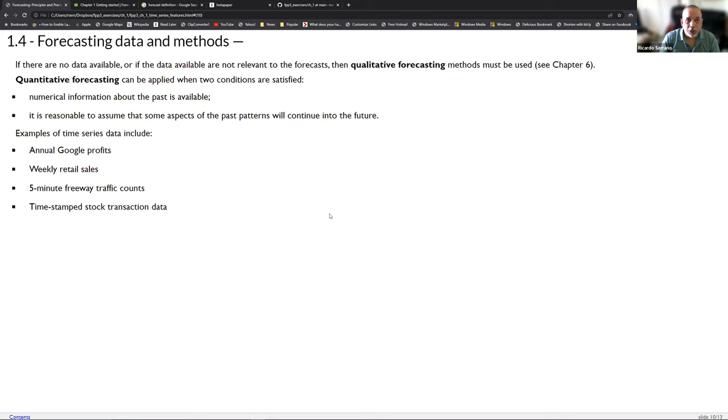All right. So in this section, the author talks about forecasting data and forecasting methods. And it throws in what is called qualitative forecasting. I already mentioned it. This can be covered in chapter 6; in the first cohort that I participated in, we skipped this chapter, okay? But qualitative forecasting is used depending on the availability of your data. For example, maybe there's no data available, like for a new product, or the data is not really relevant to the forecast that we're doing. Then we have to move to those methods. And there are several methods.